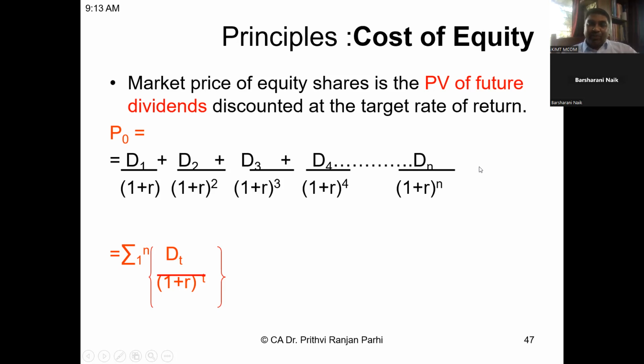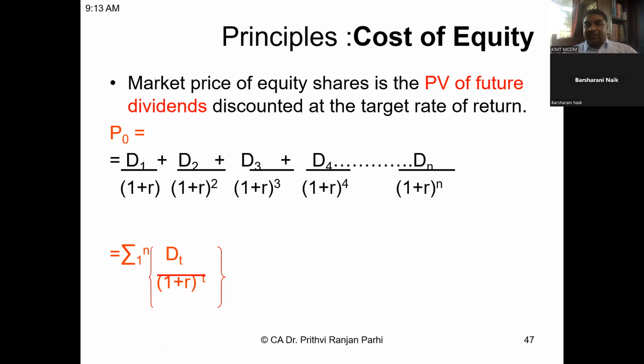This is the concept I want to explain to you before telling you anything about cost of equity. Are you getting me? The concept here is the price of the equity share today, that is P0. P0 means 0 is today. 1 means at the end of 1 year. D1 means dividend at the end of year 1. D means dividend, P means price. Hope you have understood this formula.